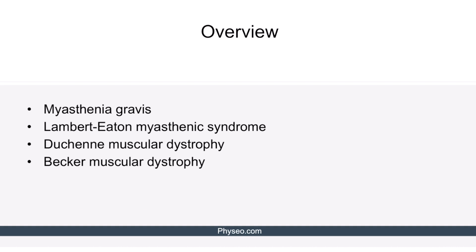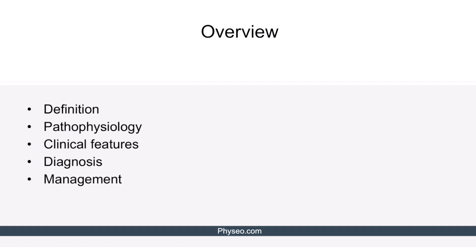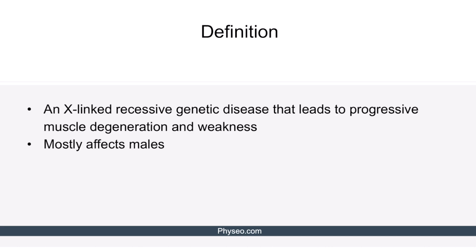All right, now let's move on to Duchenne muscular dystrophy. Again, just like with the other conditions, let's begin by discussing the definition. Duchenne muscular dystrophy is an X-linked recessive genetic disease that leads to progressive muscle degeneration and weakness. Being an X-linked recessive disease, it almost exclusively affects males.